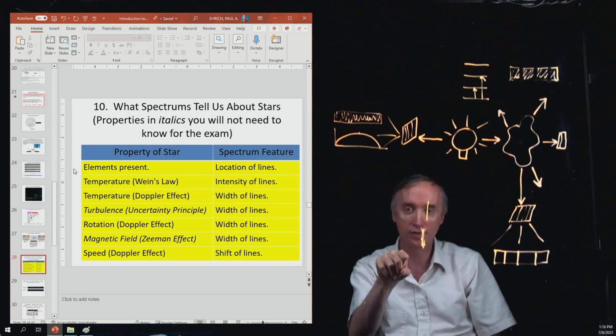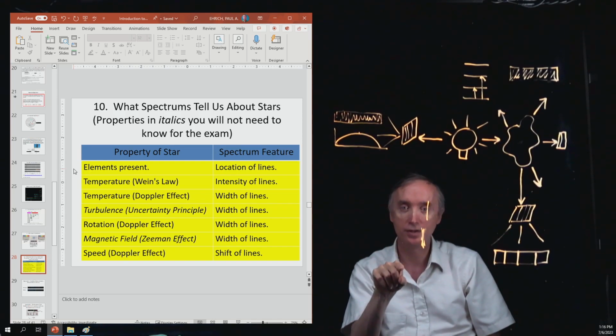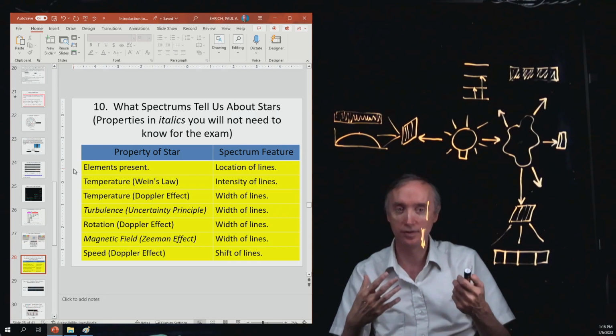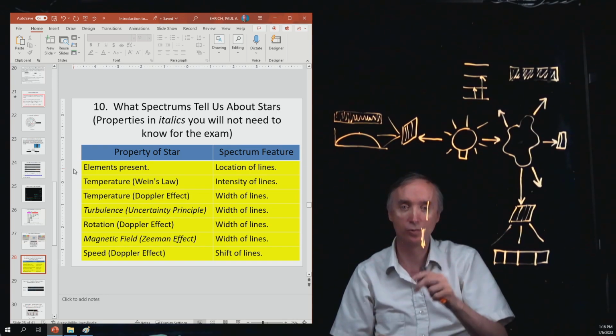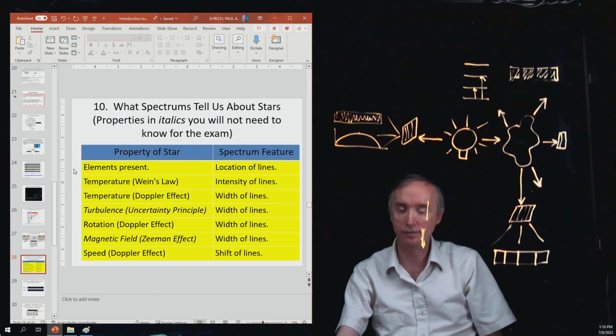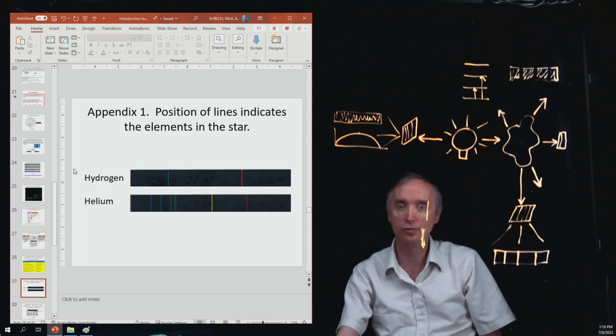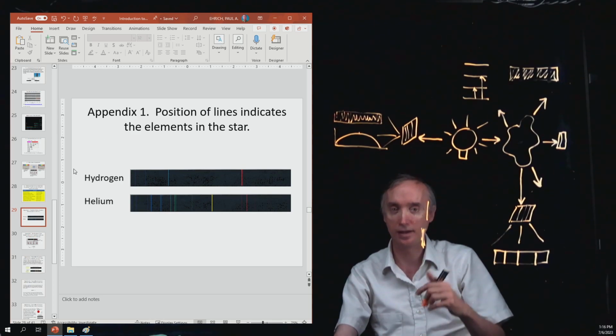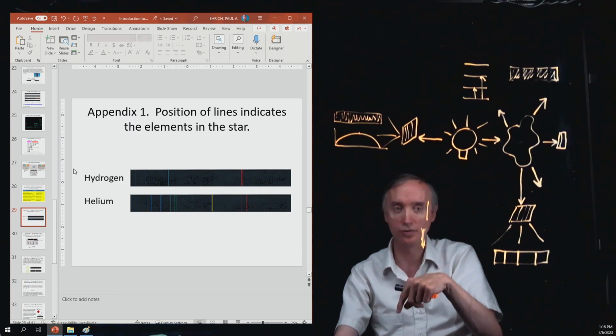Okay, now it says here, properties in italics you will not need to know for the exam. So if you look at that, you'll notice that, for example, the turbulence and then the magnetic field are in italics, so you're not going to need to understand how this operates, but the other ones you do. And so what I've done is I put in the appendix an explanation for each of those.